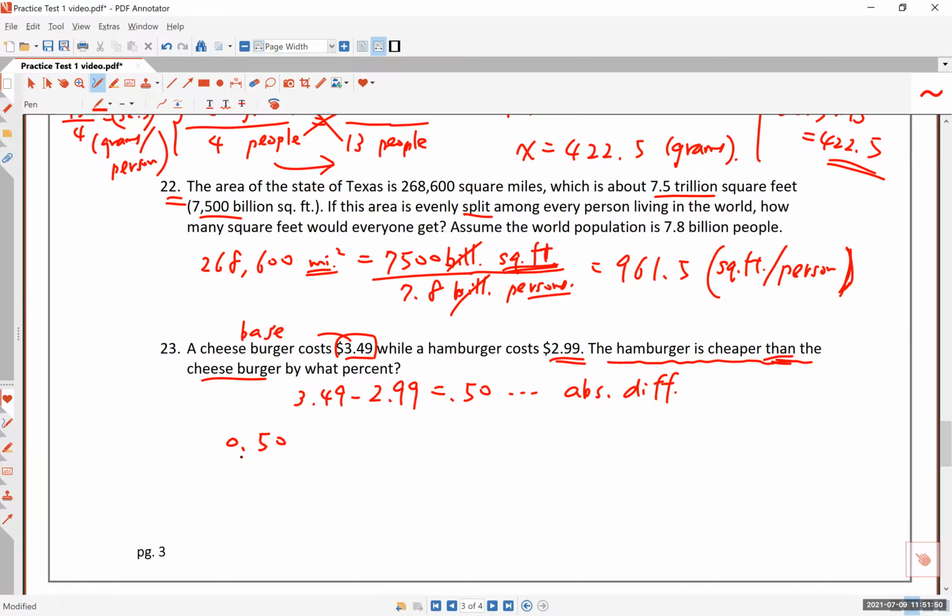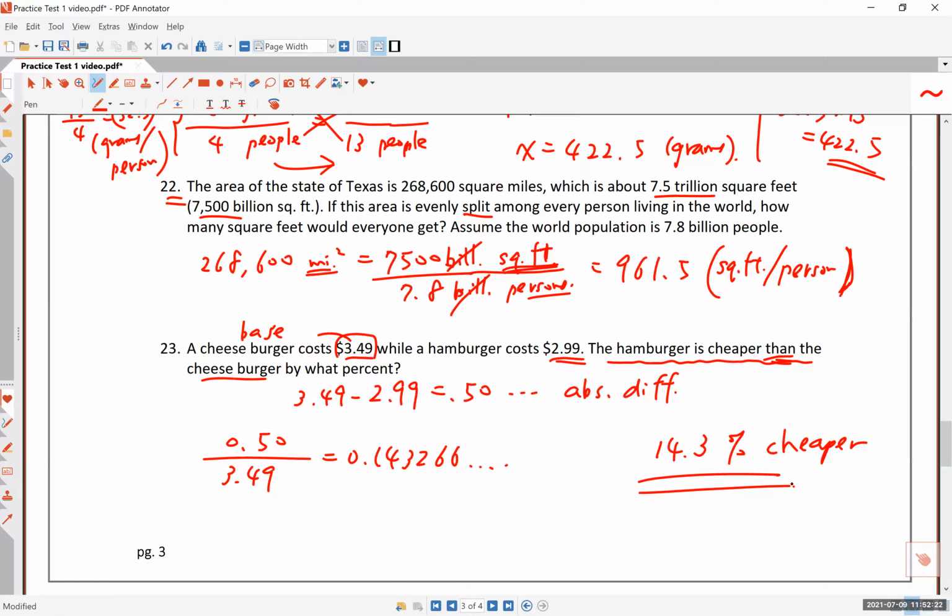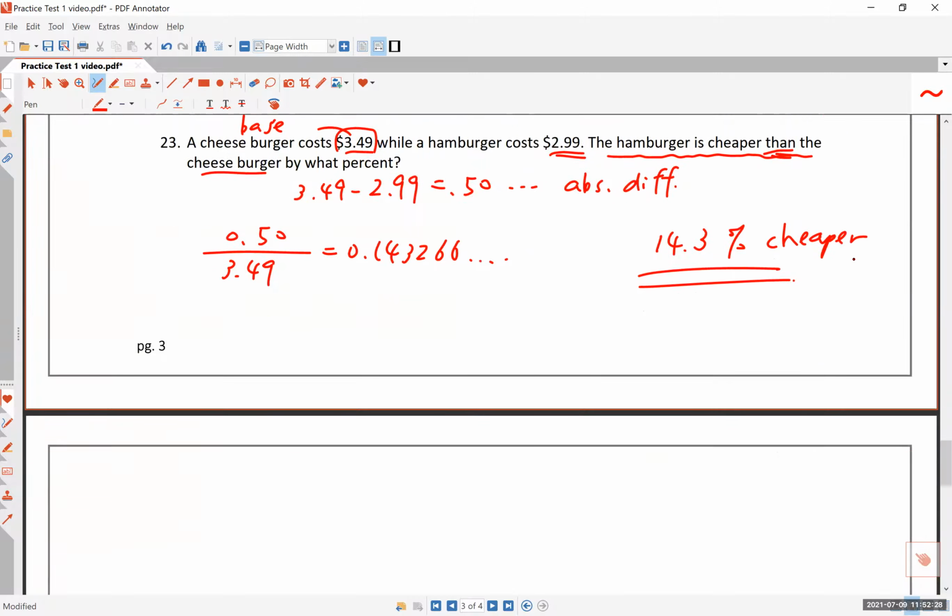But the answer is 50 cents must be divided by 3.49 because we are trying to say the hamburger is cheaper than the cheeseburger by such and such percent. So for this number 23, if you divide 0.5 by 3.49, you will get the answer, which is 0.143266, and so you can say about 14.3% cheaper. This number will be different if you say the cheeseburger is more expensive than the hamburger by what percent?